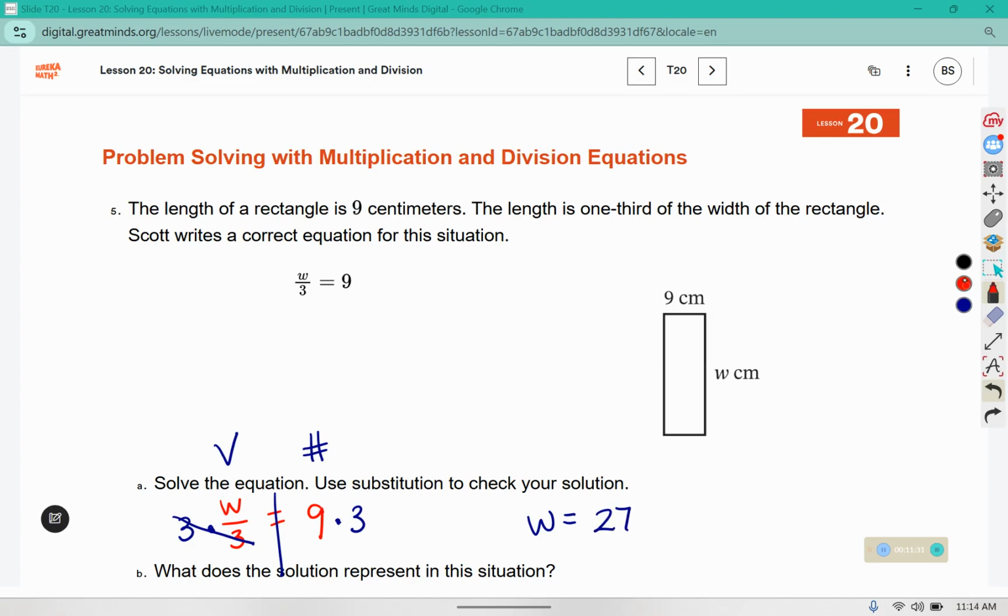Now let's check. If we replace the W with 27, is 27 split into 3 parts equal to 9? Yes. B asks, what does the solution represent in this situation? The width is 27 centimeters.